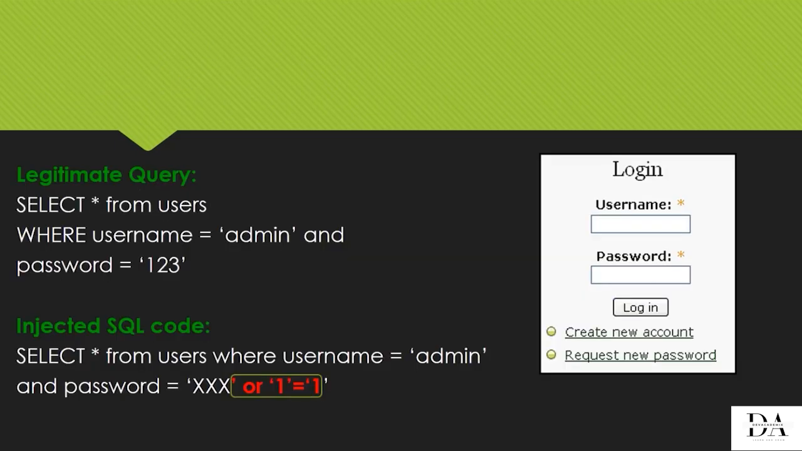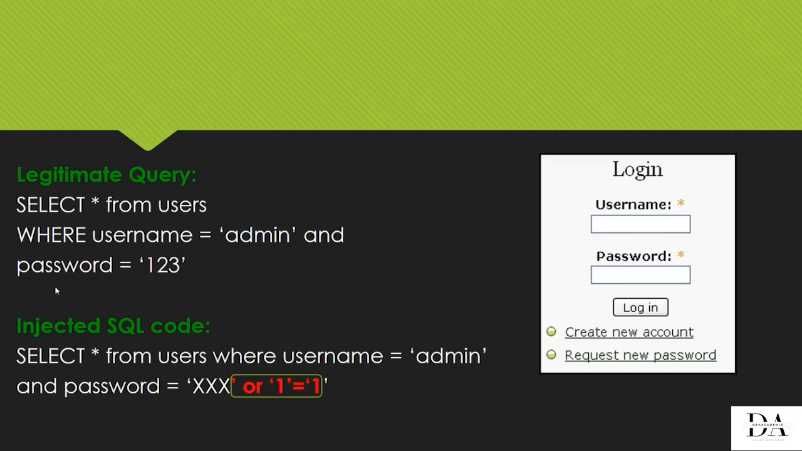So, this is an example of a legitimate query. Over here, we have a website which is asking for a username and password. For example, if the username is admin and the password is 123, at the back end the query will be select star from users where username is admin and password is 123. But if we don't know the password, we can still log in to this account if SQL injection exists in this website. So how can we do that?